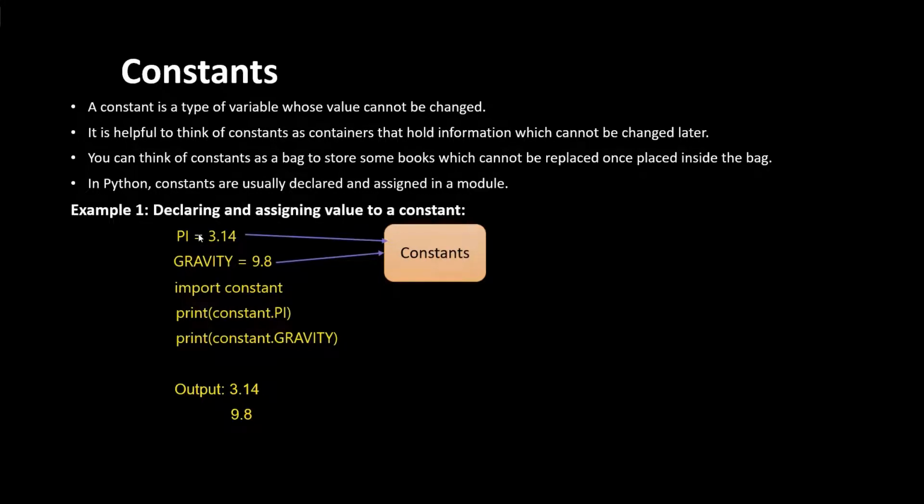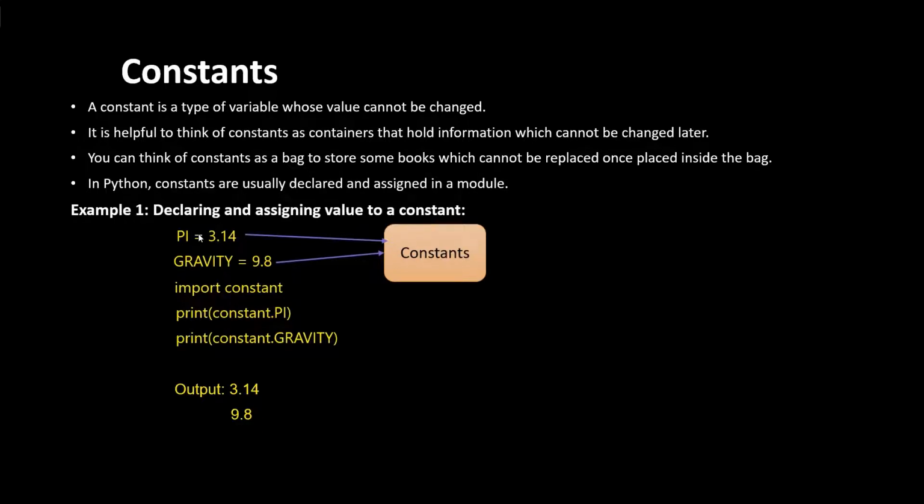It helps to think of constants as containers that hold information which can't be changed later. In Python, constants are usually declared and assigned in a module. Here is the example of declaring and assigning values of constants: pi equals 3.14 and gravity equals 9.8. These are constant values, and you can import constants, print constant.pi, where constant is a module you can import. In upcoming videos I will explain about modules also.